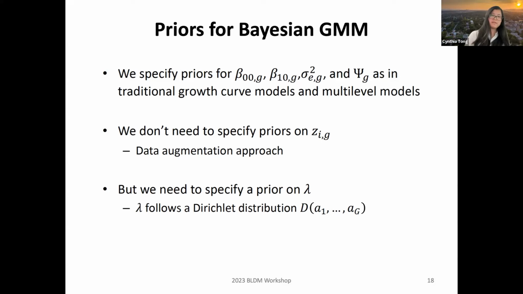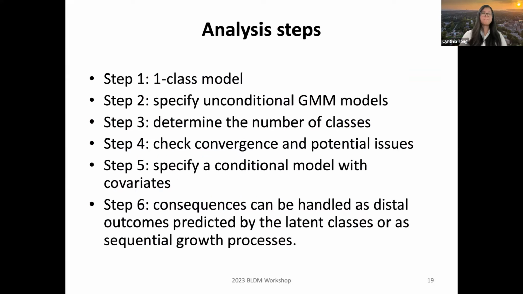And with the priors and with the equations of growth mixture models, we can specify the likelihood. So with the priors and the likelihood, we can get the posterior distributions of the model parameters using Bayesian MCMC procedures.